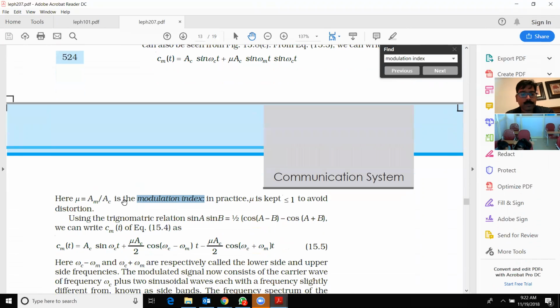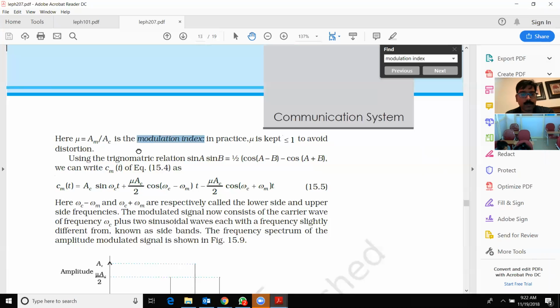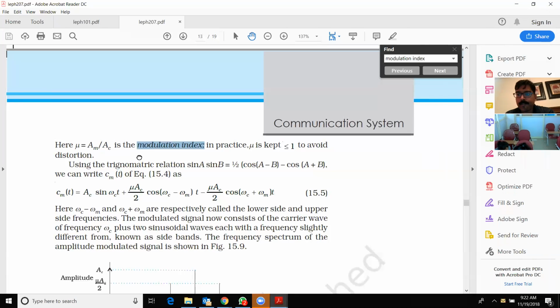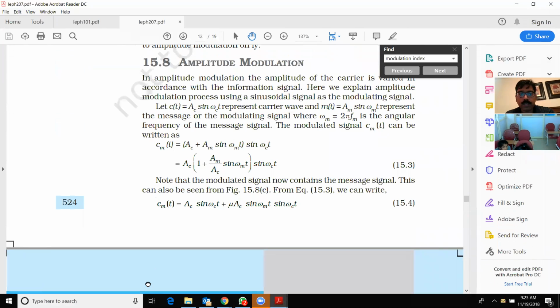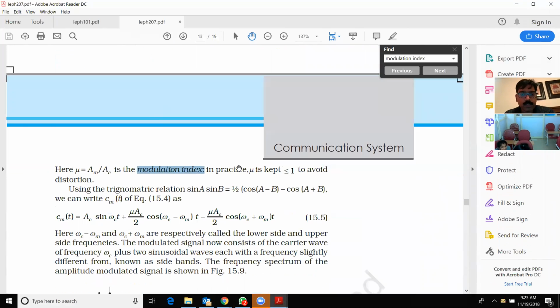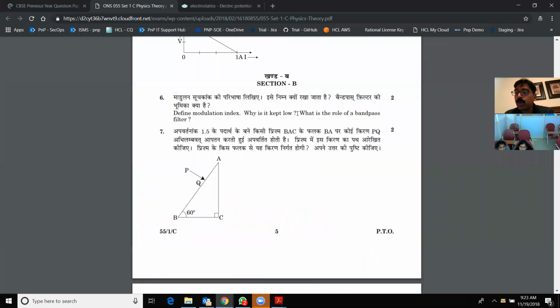Change in amplitude of the carrier wave by the amplitude of the carrier wave is equal to the change in amplitude of the carrying wave by the amplitude of the carrying wave. Okay, so that is what is defined here. Now on this page, the very first line says mu is kept less than or equal to 1 to avoid distortion. So that is the second question: why is it kept low? To avoid the distortion, right? So the first and second questions are very easily answerable here.